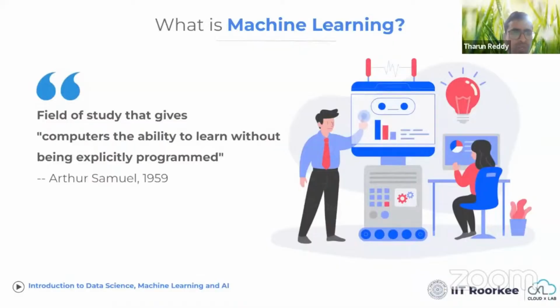There were several AI conferences in the US, and at one of those conferences in those days, Arthur Samuel coined this definition. So what is machine learning according to Arthur Samuel? He says that machine learning is that field of study where computers learn from the data without being explicitly programmed.